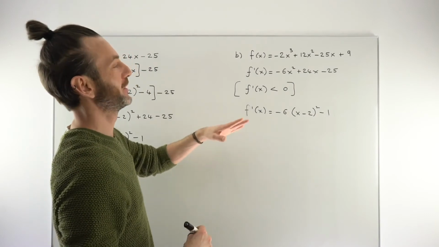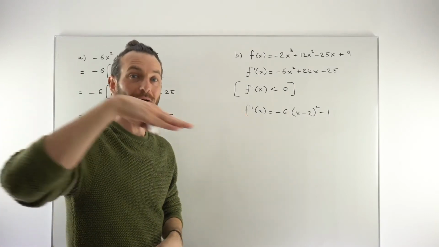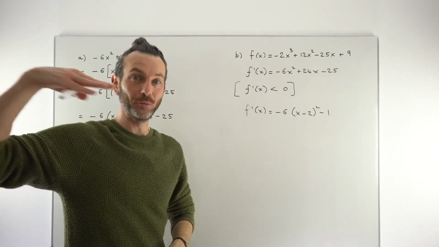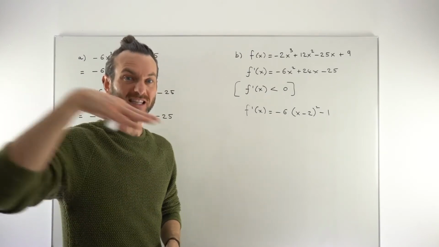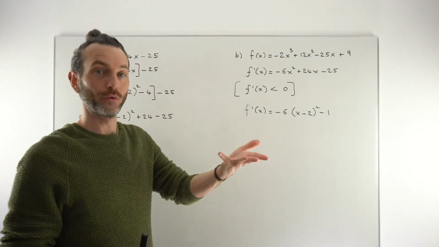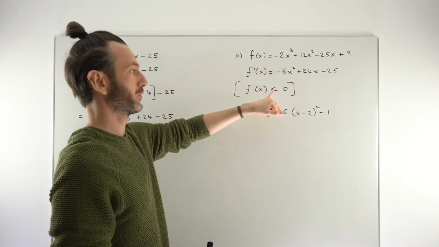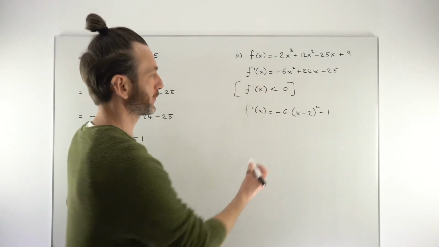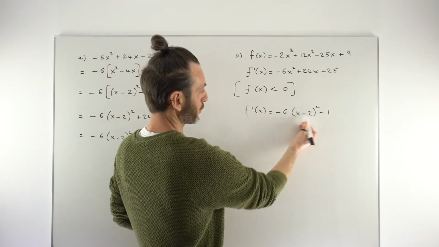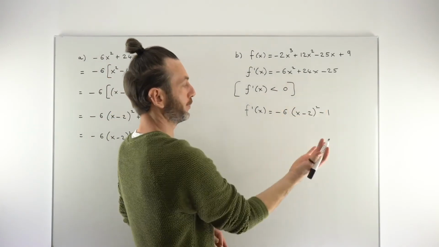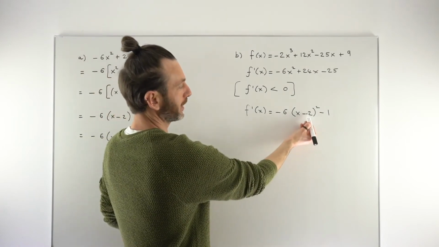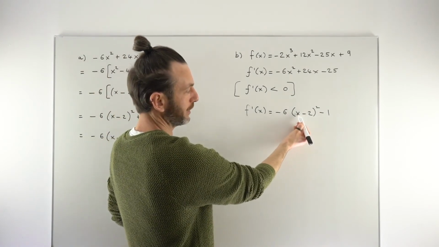So strictly decreasing means that the graph is always sloping down the way, the gradient is always negative. Derivative, therefore, should always be negative. So we're trying to show that the derivative of this function is always less than 0. Okay, so how can we show that this here, which is just another way of writing the derivative, is always less than 0?